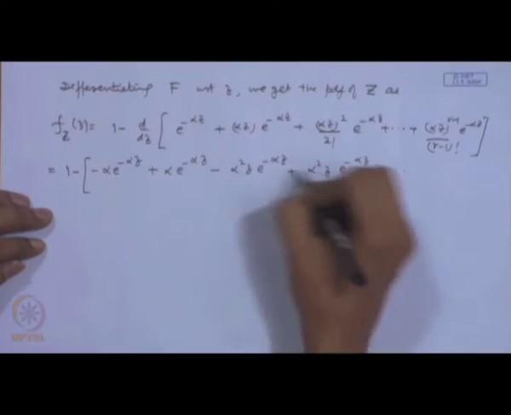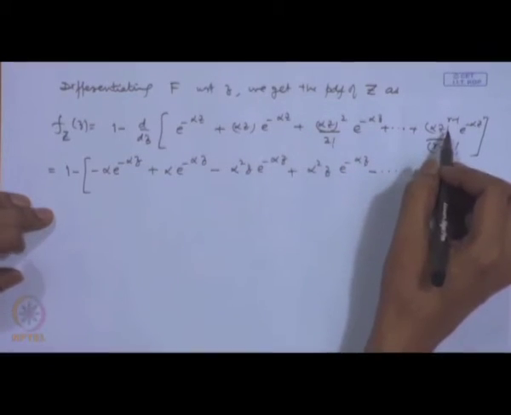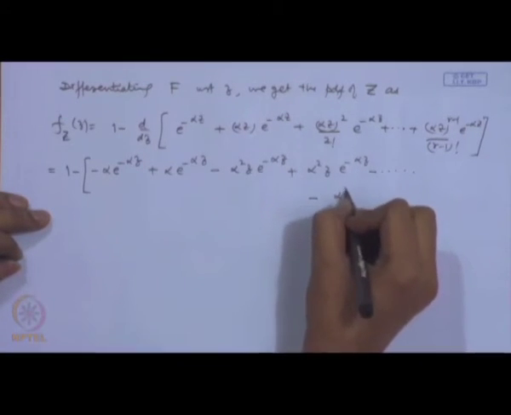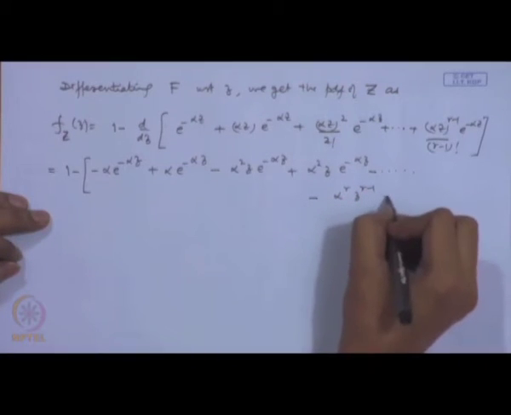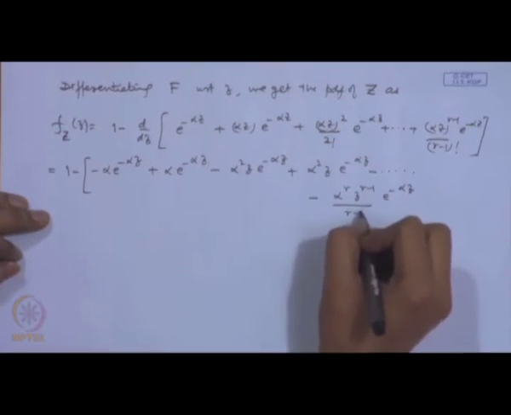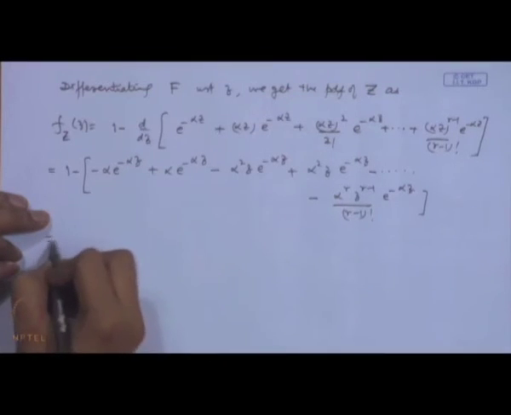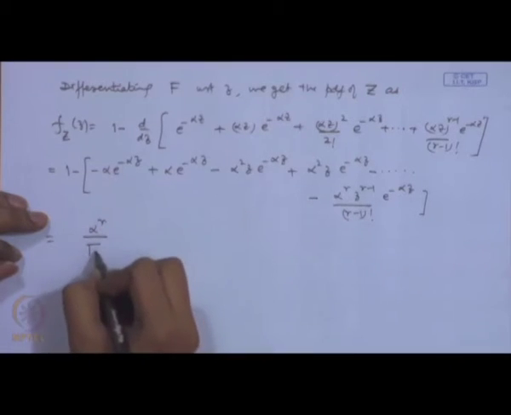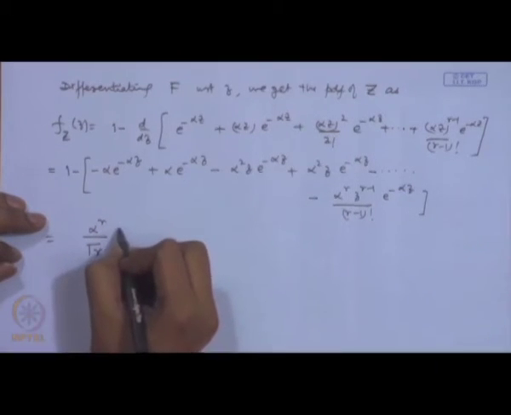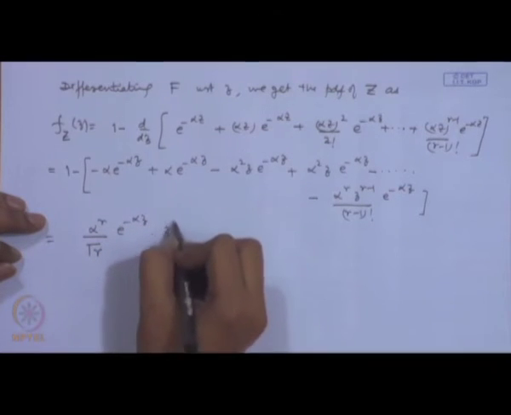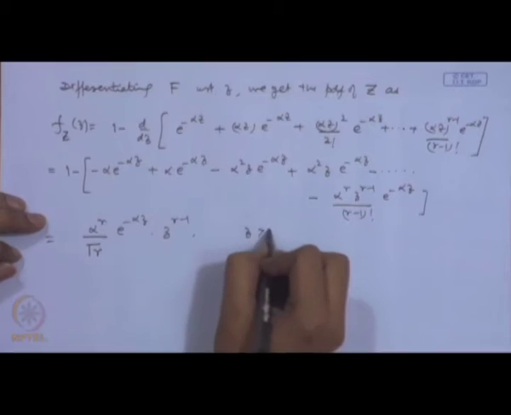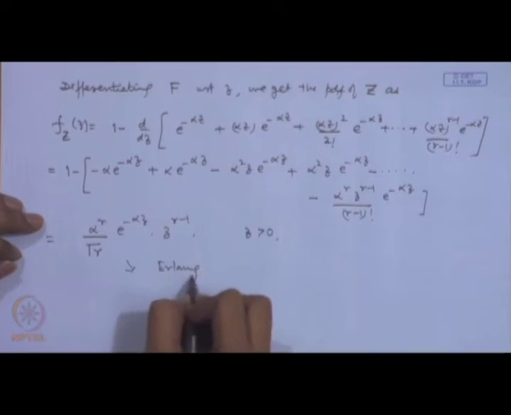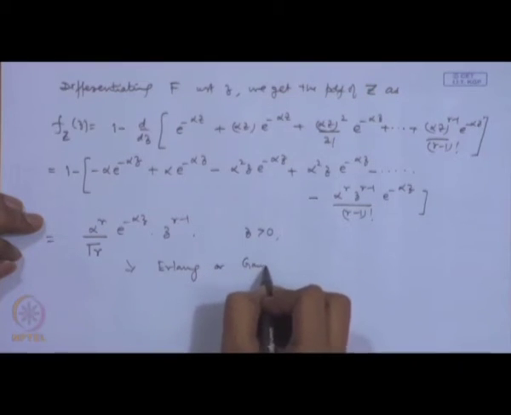So, like that all the successive terms will cancel out each other and we will be left with the last term, that is equal to minus alpha to the power r z to the power r minus 1 e to the power minus alpha z by r minus 1 factorial. So, this is equal to alpha to the power r divided by r minus 1 factorial, which we write as gamma r, e to the power minus alpha z, z to the power r minus 1. Here z is positive. This is known as Erlang or gamma distribution.